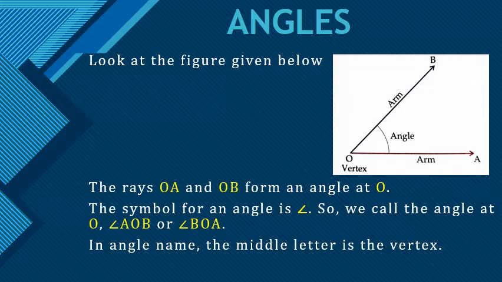So children, here you can see that the angle is made by the two rays OA and OB, and the wider the opening between these two rays, the greater is the angle, and the narrower the opening between these two rays, the smaller is the angle.